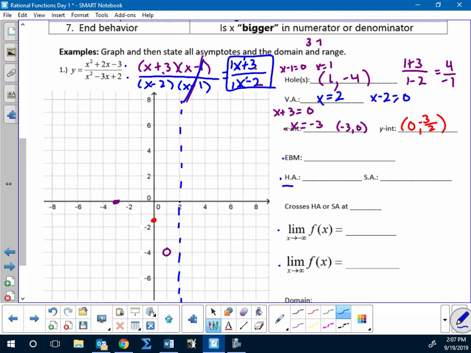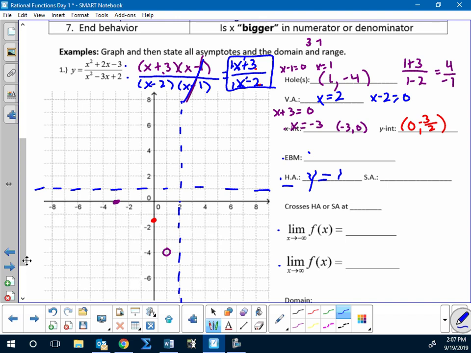So when it's equal, you divide the numbers in the front. So your horizontal asymptote is y equals 1, because 1 divided by 1 will give you 1. This is a horizontal asymptote right there, so draw that in. The end behavior model is exactly what we just did. It's what happens with these x's right here.